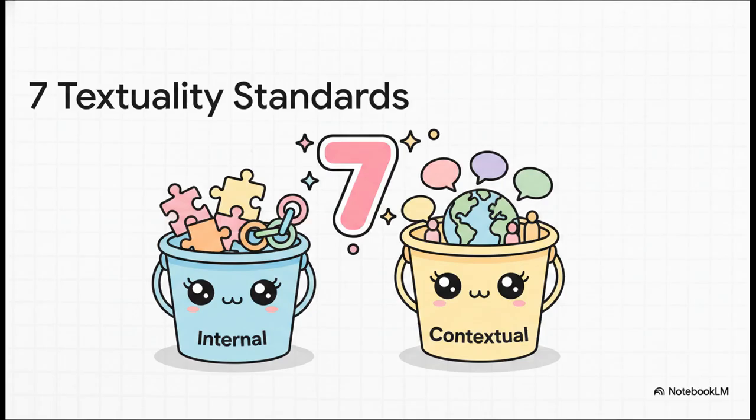First up, we've got the 2 internal standards, cohesion and coherence. These are basically the internal rules holding the words and ideas together. Second, we have 5 contextual standards. These are the external rules that connect those words to the actual real world, the speaker and the listener.